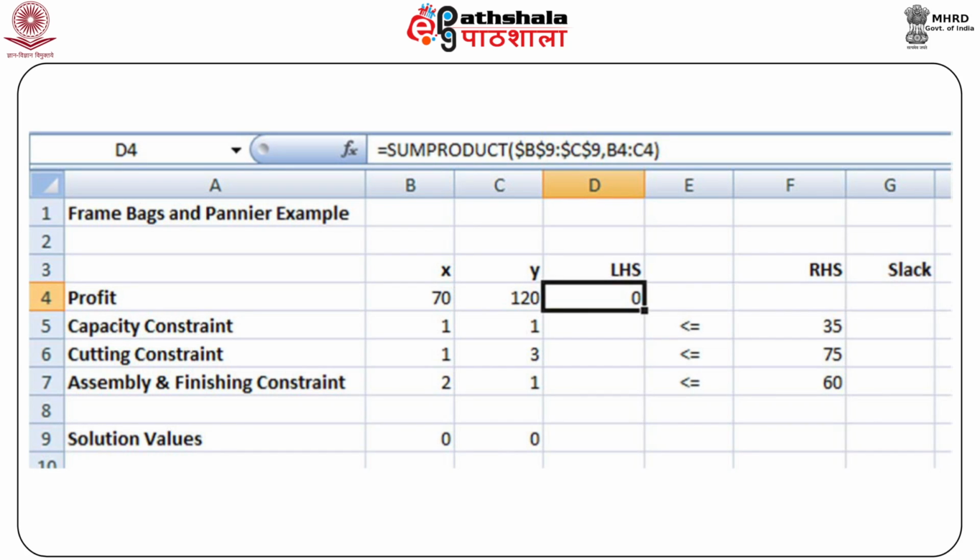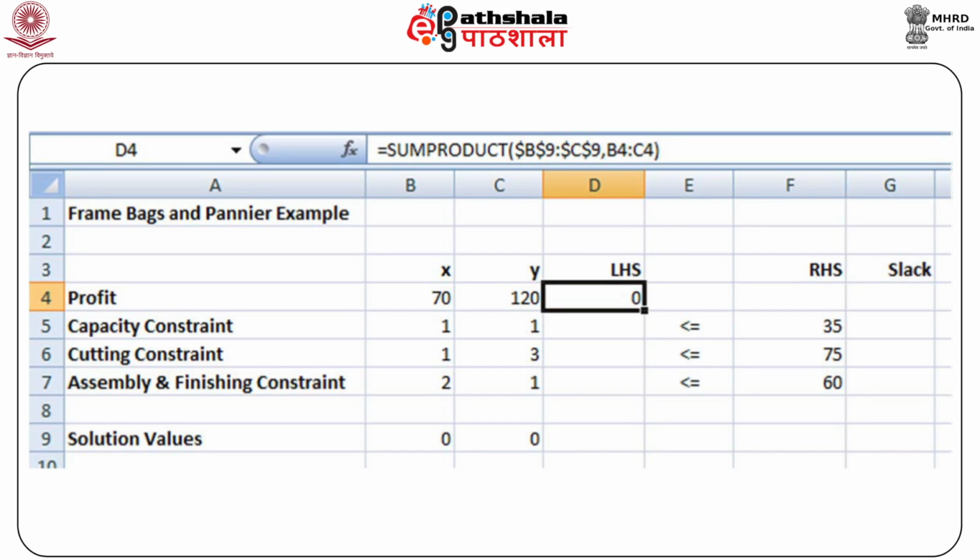12th, in cell D4, we want to calculate the value of the objective at the solution values in cells B9 and C9. This cell is called the target cell. Click your mouse in the target cell. In the formula area, type SUMPRODUCT, open bracket, $B$9:$C$9, comma, B4:C4, close bracket. Press enter on the keyboard.